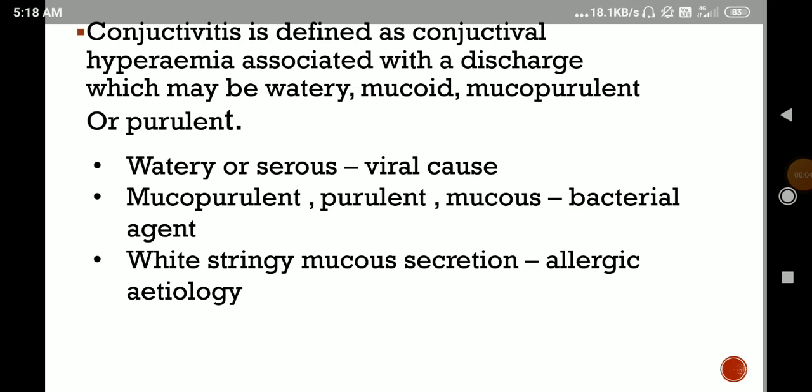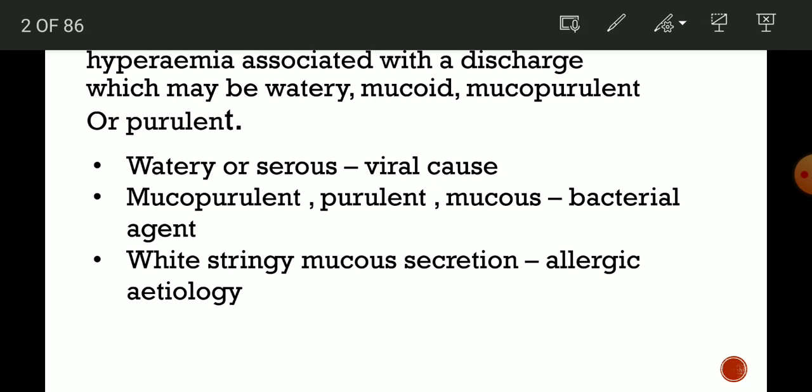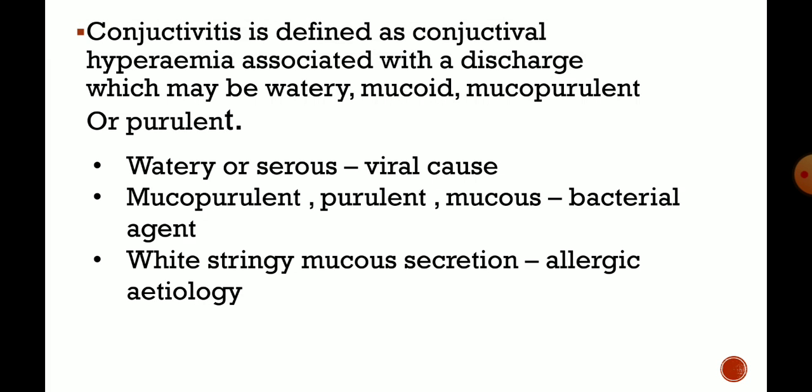Hi everyone. So we are learning about conjunctivitis. Conjunctivitis means, we know, inflammation of the conjunctiva. So there will be conjunctival hyperemia and discharge. Discharge can be white, watery, mucoid, mucopurulent or purulent. Depending upon the cause, discharge will be different.